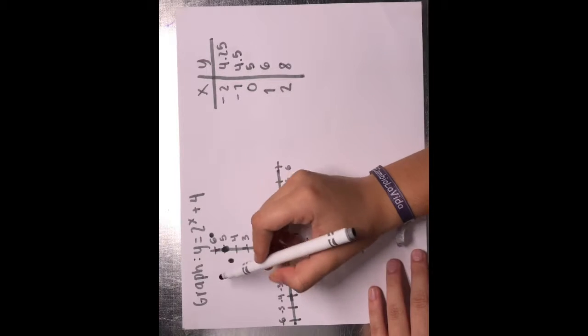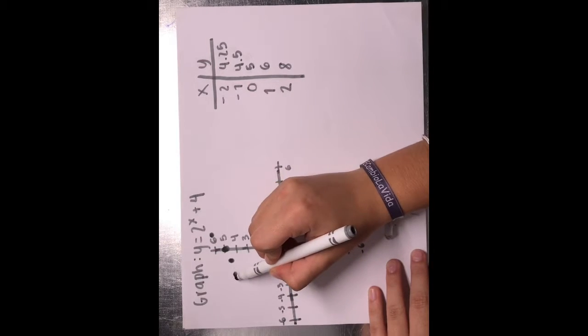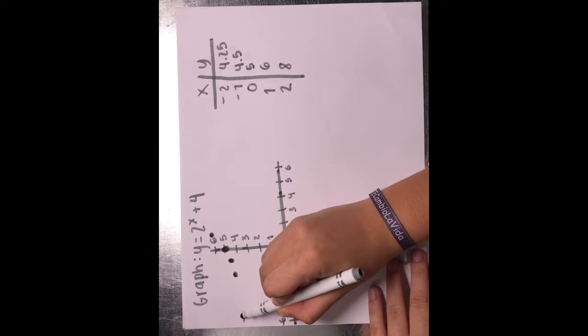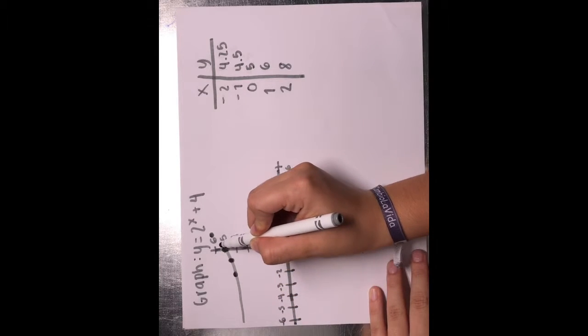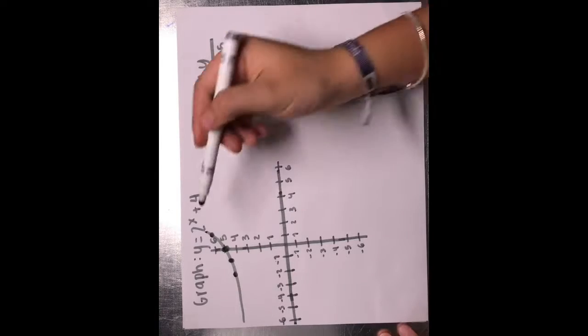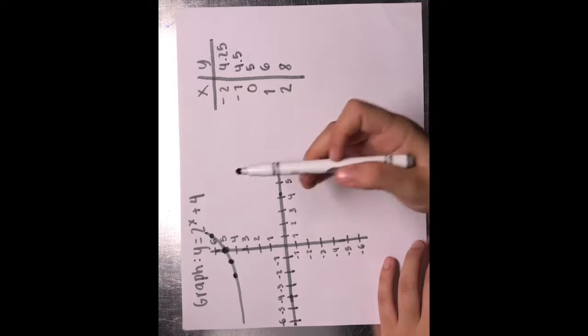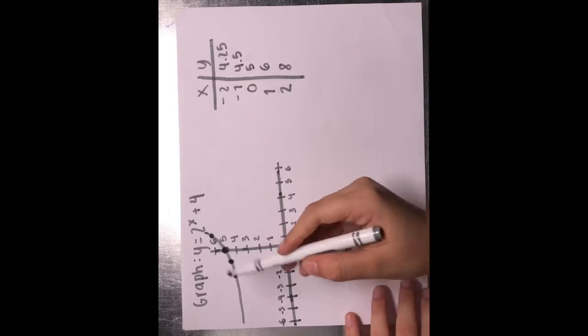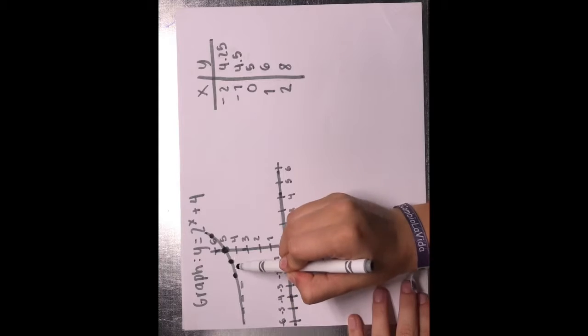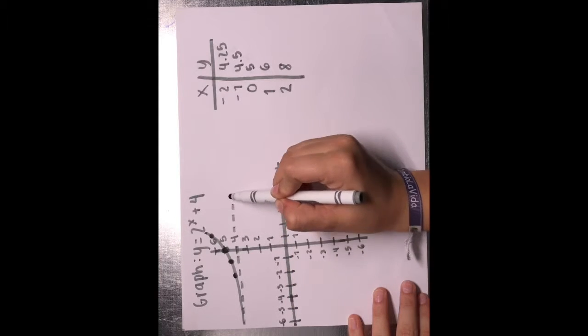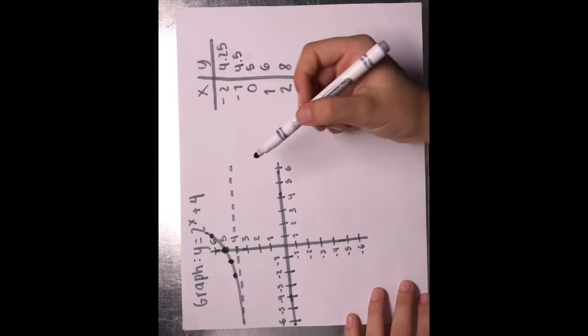Then draw a line to connect all these points, and to infinity. Since here it is adding a 4, the asymptote will be 4. So this is the asymptote.